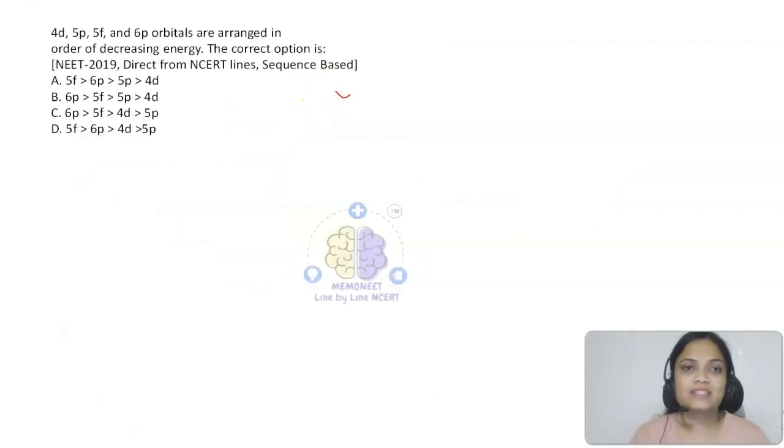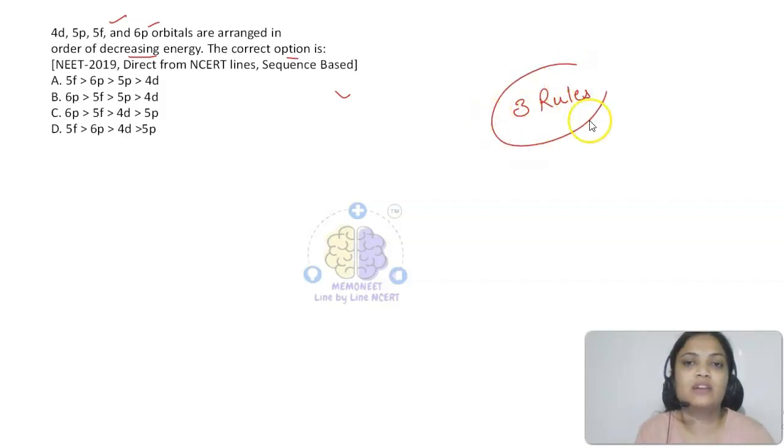So students, this is our next question. It says 4d, 5p, 5f and 6p orbitals are arranged in order of decreasing energy. The correct option is, okay. So here there are different orbitals given to us. Okay, we need to arrange them in decreasing order of the energy. So before we solve this question, there are 3 rules that we need to understand that are required for writing the electronic configuration of any element.